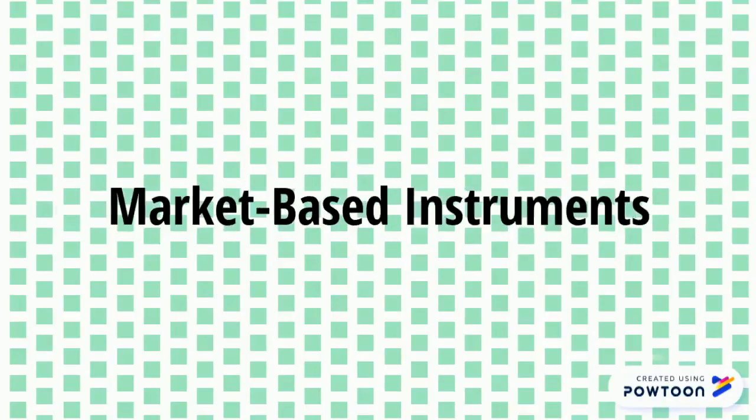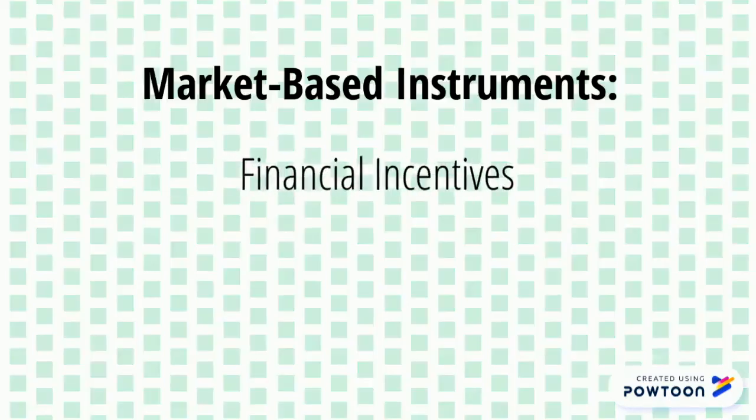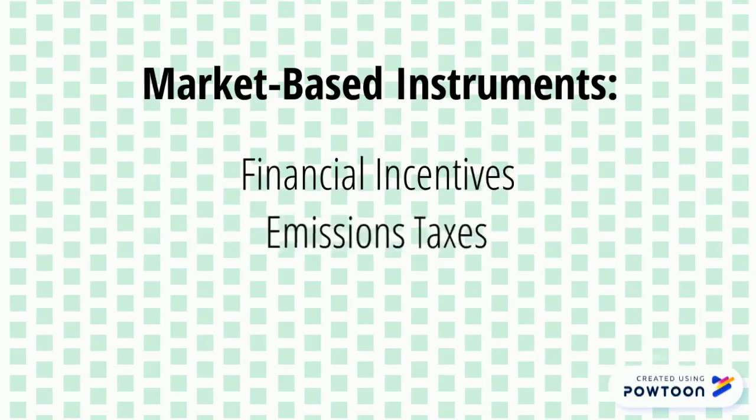Market-based instruments are recognized for their potential to reduce emissions by also allowing for flexibility and ingenuity in the private sector. They include financial incentives, such as subsidies that reward polluters for reducing emissions, emissions taxes, like a tax on carbon emissions, and a cap-and-trade system, where permits equal to an allowed level of emissions are distributed to each party, and parties can trade permits based on the price of permits and their desired level of emissions.